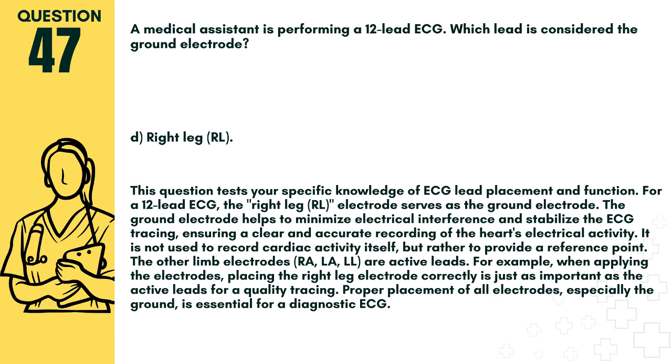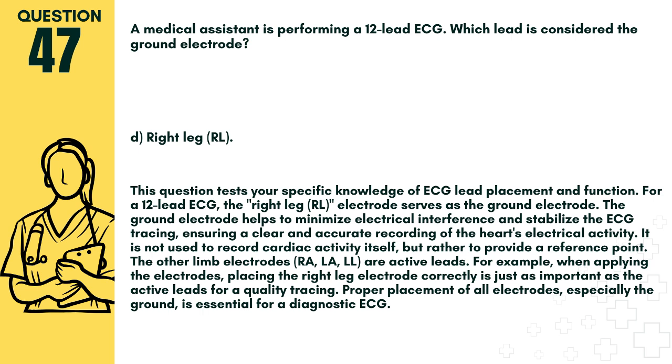This question tests your specific knowledge of ECG lead placement and function. For a 12-lead ECG, the right leg, RL, electrode serves as the ground electrode. The ground electrode helps to minimize electrical interference and stabilize the ECG tracing, ensuring a clear and accurate recording of the heart's electrical activity. It is not used to record cardiac activity itself, but rather to provide a reference point.